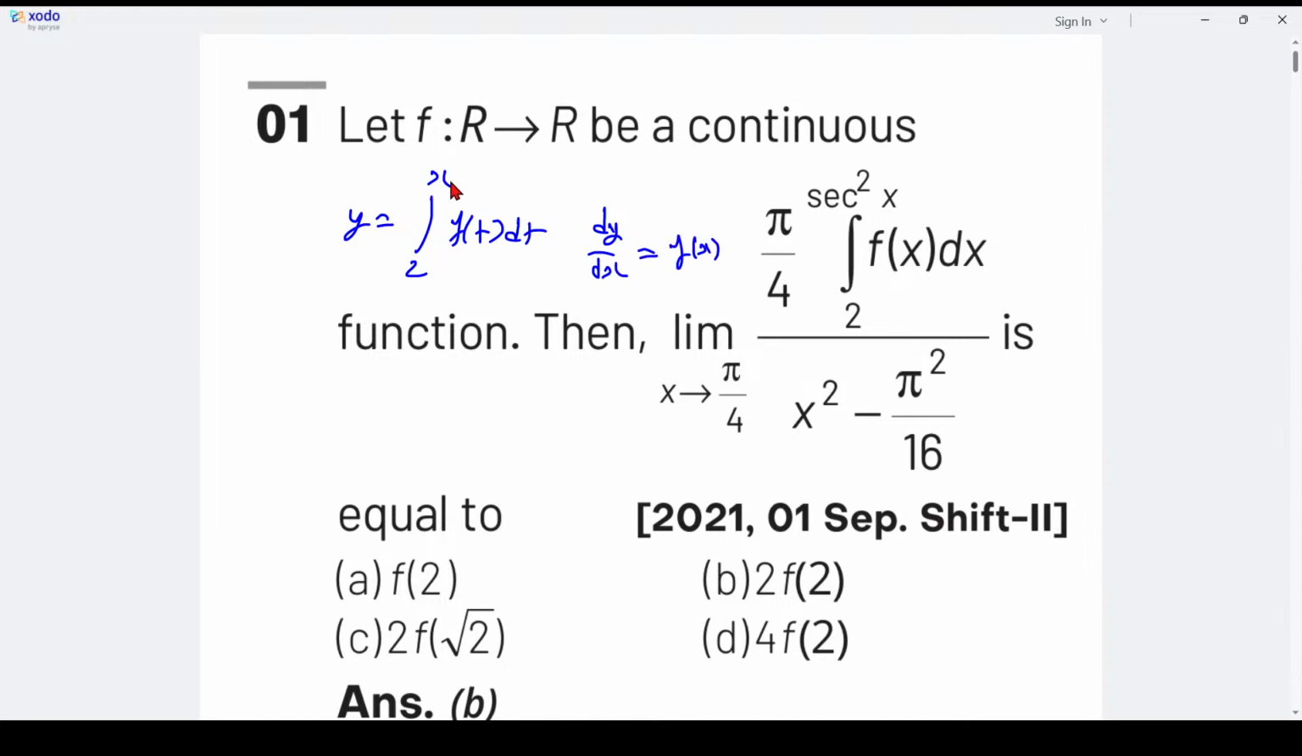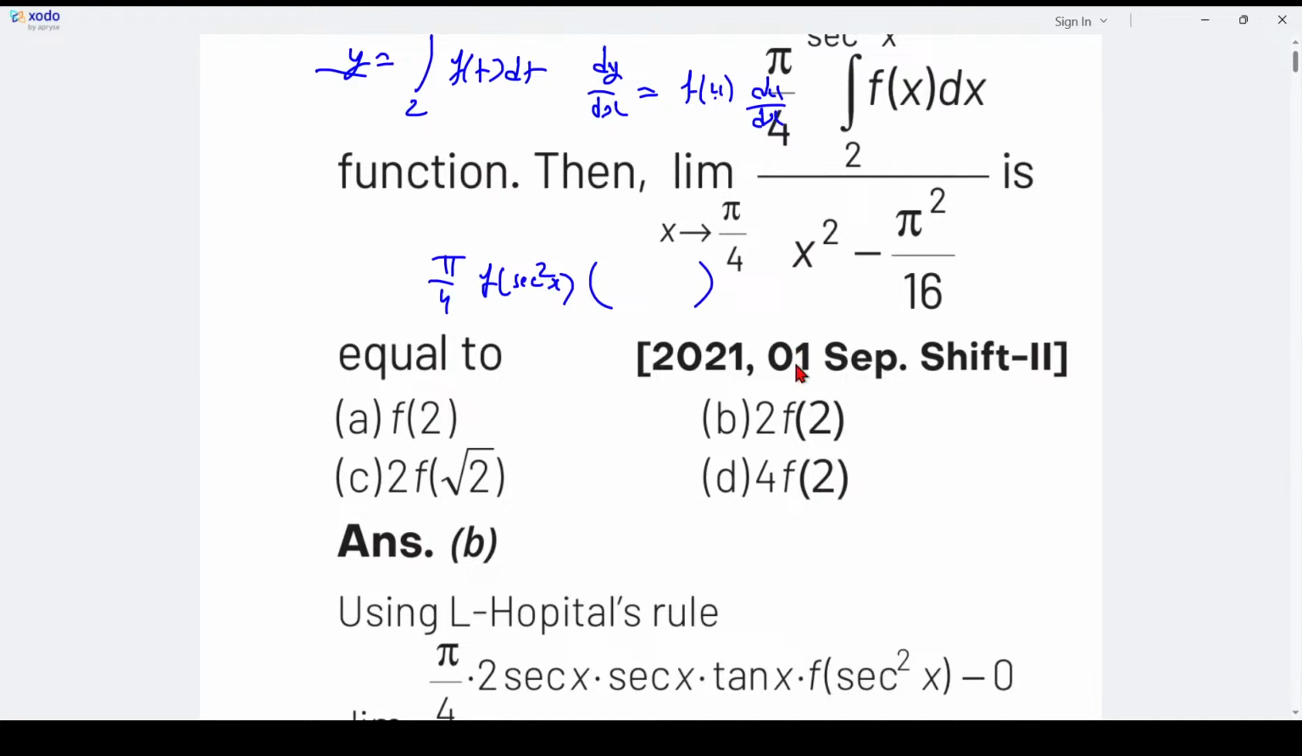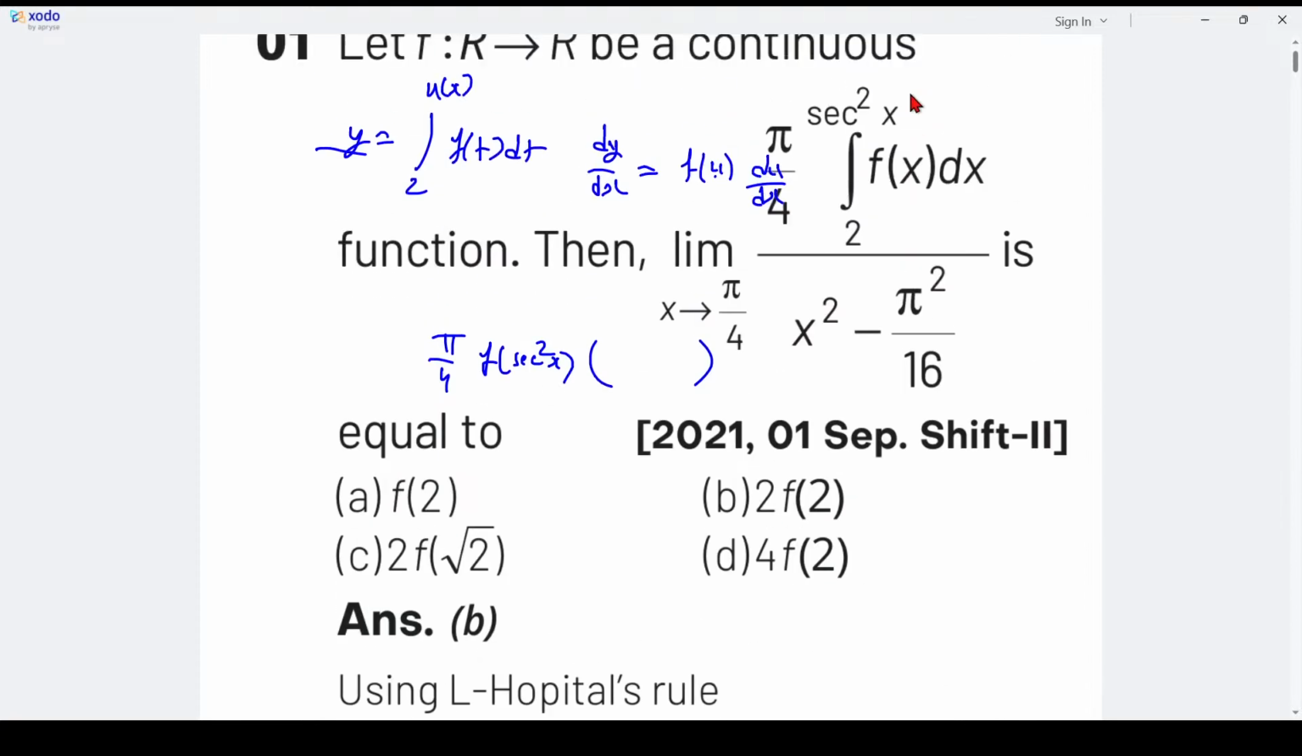But in this case, it's actually not directly x, it is actually u of x. In this case, how do we differentiate? We do f of u and then du by dx. What does that mean? If you have to differentiate this function, what do we get? We get f of secant square x times we have to differentiate secant square x.